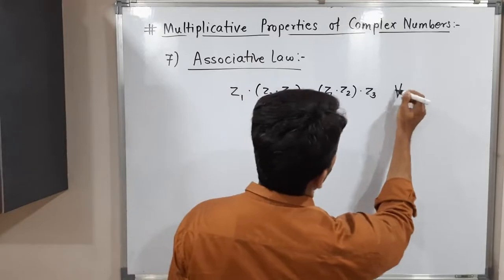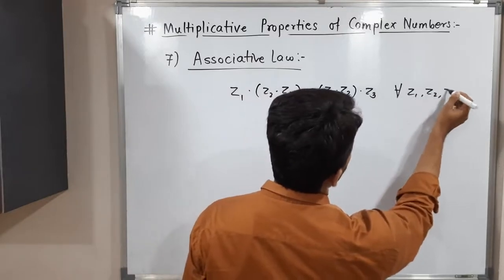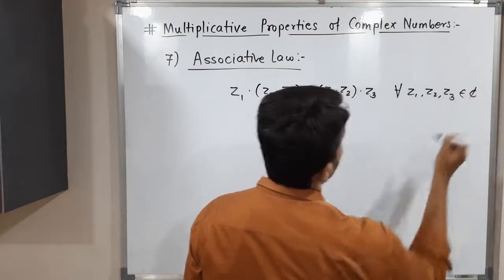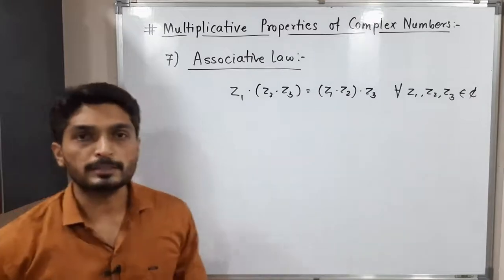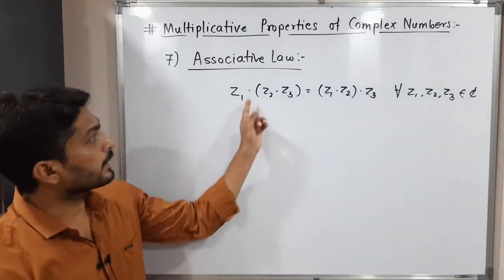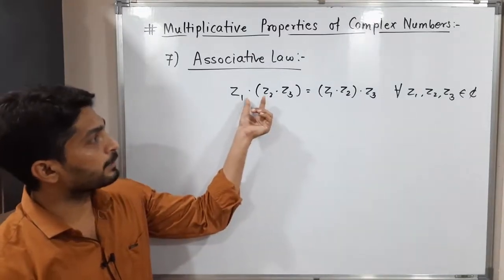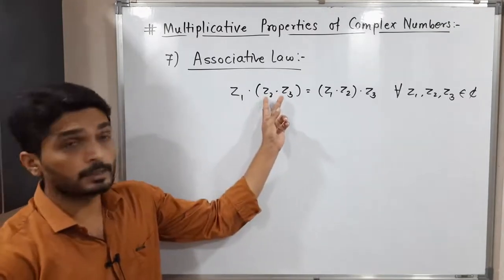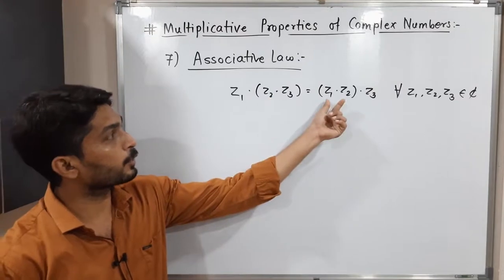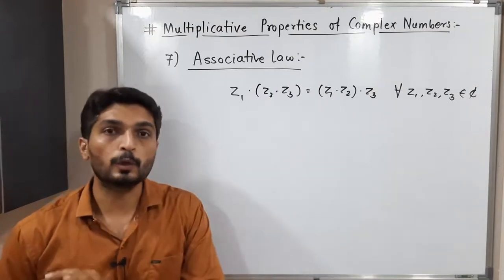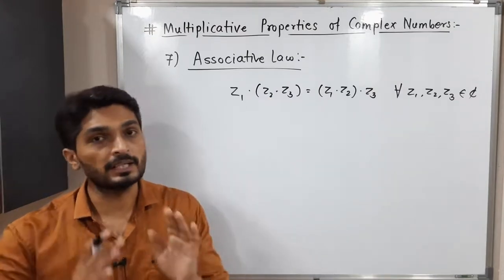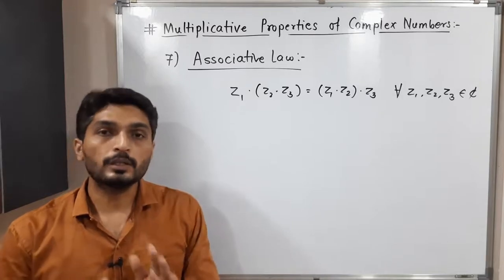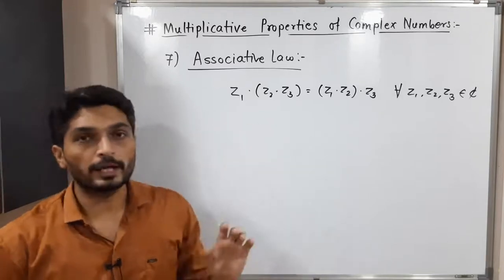And this is true for any three complex numbers Z1, Z2, Z3 in C. So for complex multiplication it is true. That means we can take the product of Z1, Z2 first, or the product of Z2, Z3 first, and the product Z1, Z2, Z3 will be the same. Getting? So this property also you can prove.